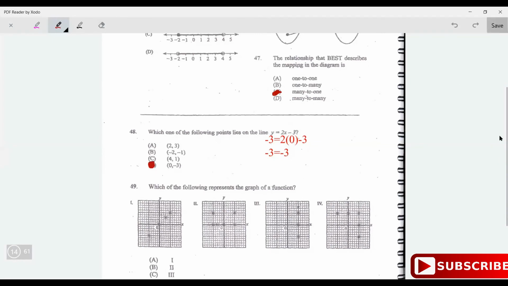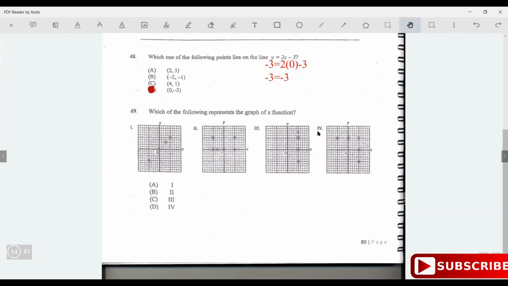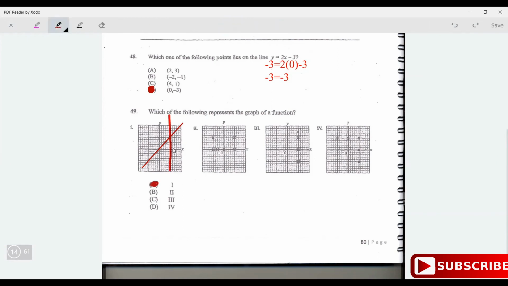Nice. Question 49. It says, which of the following represents the graph of a function? Now, this right here is clearly a function, right? This would be the line passing through all the points. And as you can see right here, this is a function, right? If you do a vertical line test, it only intersects at one point. And so this is a function. Option A is a function. This would probably be the line y equals x.